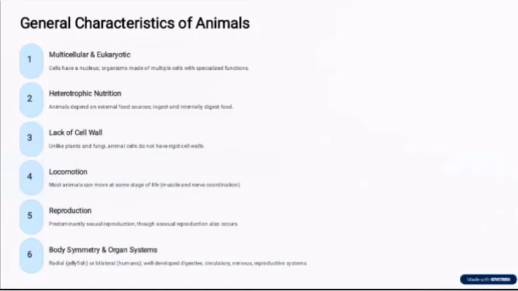Then number six, the body symmetry and organ system. Unlike plants, some of these plants you can't cut into two to have equal symmetry. But most animals are symmetrical. Example, jellyfish have radial symmetry. Humans are bilateral. If you cut me in half, you see equal on each side, except your internal organs. Then they have well developed digestive, circulatory, nervous, and reproductive systems.